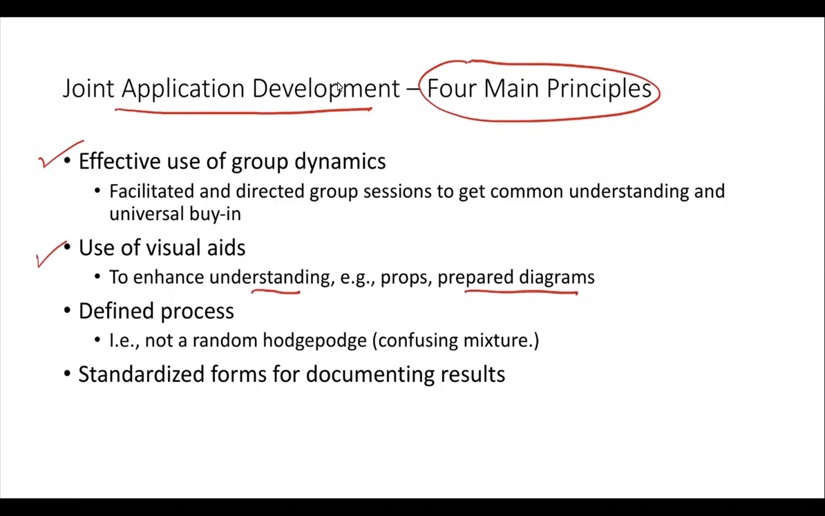In the JAD method, we always define processes. It's not a random thing, and not a confusing mix of different procedures in the process. Everything has to be defined. It uses standard forms for documenting the results. These are the main 4 principles aligned with the JAD elicitation method: it's effective for group dynamics, it uses visual aids, it defines the process efficiently, and it uses standard forms for documenting the results.